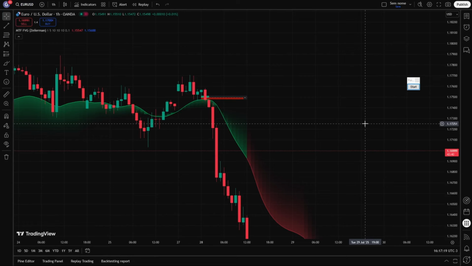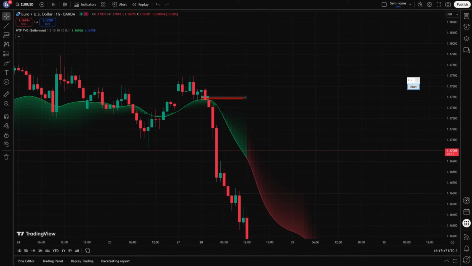These areas can act like real magnets for the price and also indicate where large orders may have entered the market. What sets this indicator apart is that it looks for these gaps not only in the time frame you're using, but also in others using a multi-time frame logic. In other words, you could be on the 15-minute chart and see gaps that happened on the 1-hour or even the daily chart without needing to switch screens.